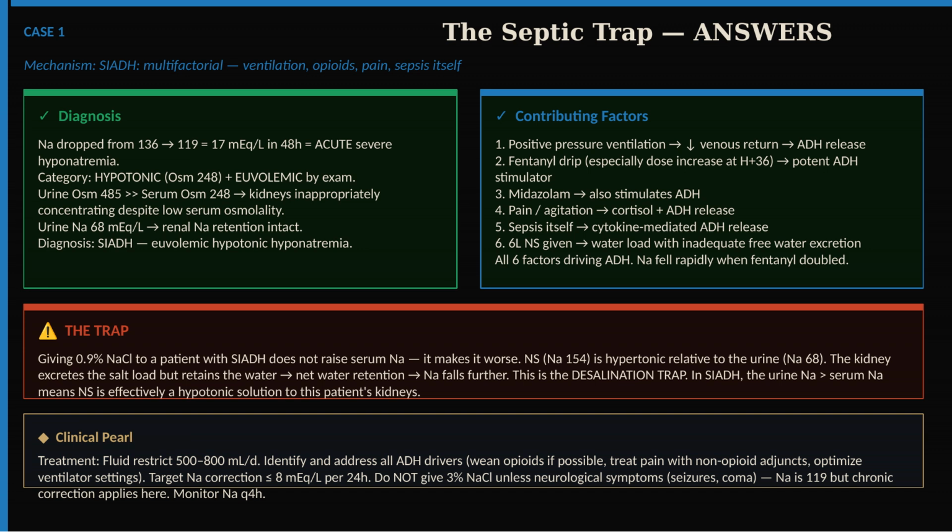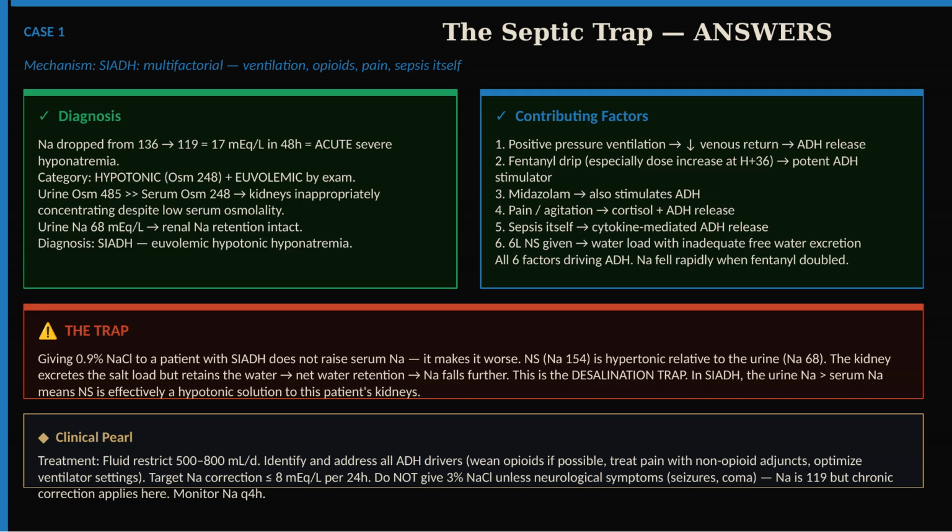Now the trap, and this is beautiful and lethal. Giving normal saline to an SIADH patient doesn't raise the sodium. It lowers it. Here's why. His urine sodium is 68, but saline delivers a sodium of 154. His kidneys excrete the salt but cling to the water, so you're left with net free water retention and the sodium drops further. This is the desalination trap. In SIADH, when urine sodium exceeds serum sodium, saline behaves like a hypotonic fluid.